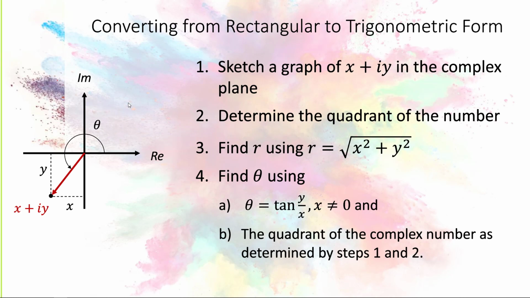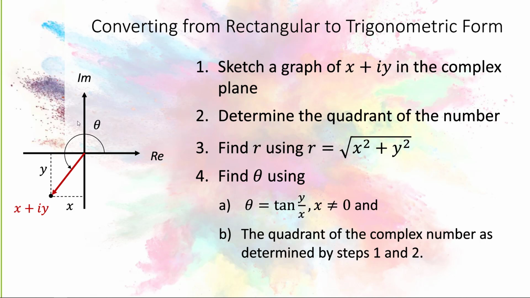Now, converting from a rectangular form to a trig form is not as straightforward. And why? Because there is an ambiguity relative to the angle. For example, there are two quadrants where the angles have the same value for tangent. In quadrant 1 and quadrant 3, tangent is positive, and in quadrant 2 and quadrant 4, tangent is negative. So we actually have to make sure that we are computing the right angle.